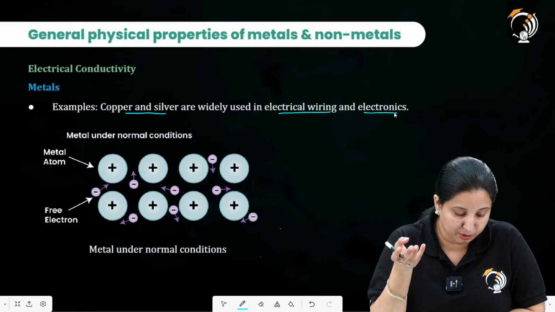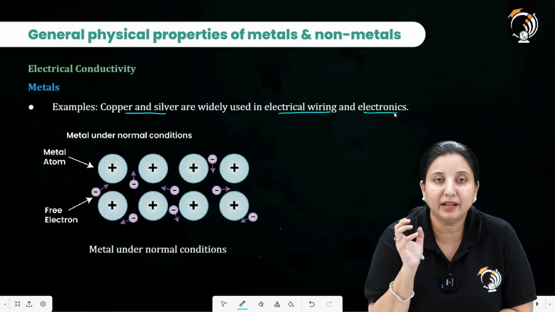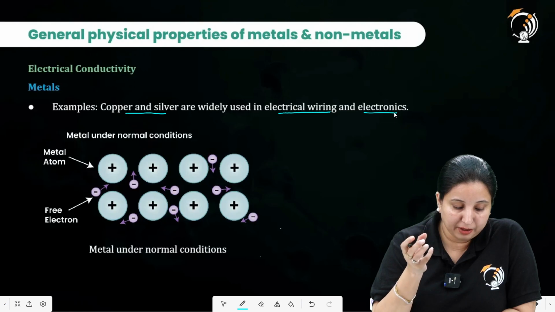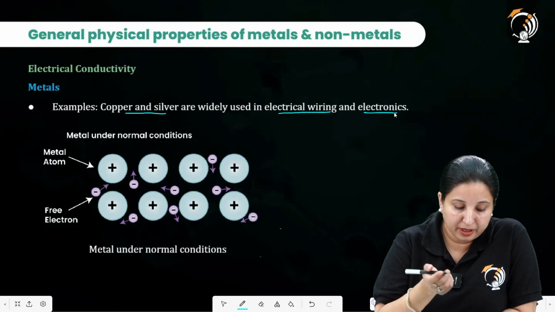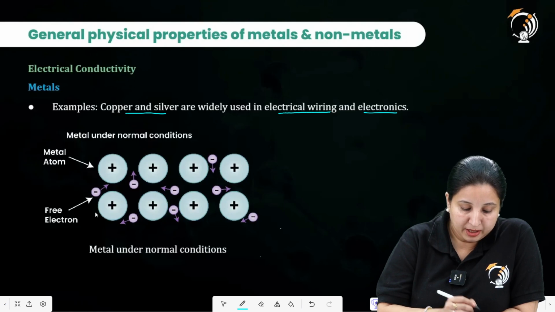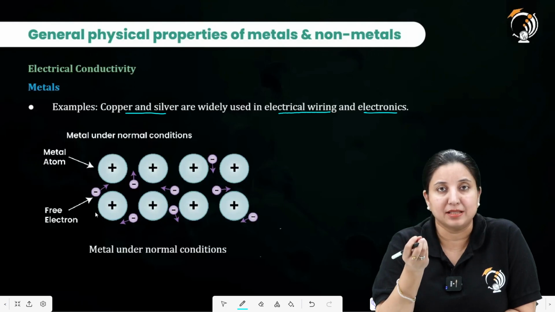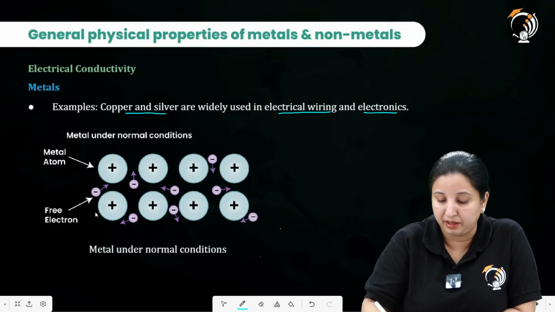So over here, when you provide an electric current to these metals, the free electrons start vibrating, and due to that vibration the conductance takes place. Same case as thermal conductivity.